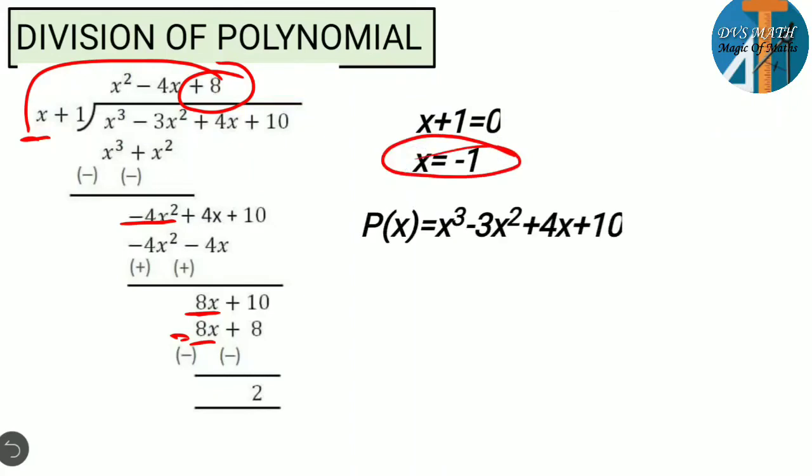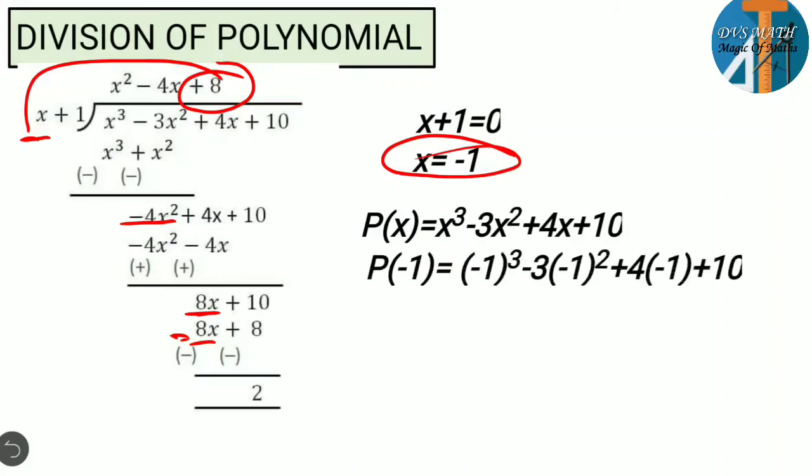Take the polynomial given, that is x cube minus 3x square plus 4x plus 10. So now what we have to do? We have to substitute this minus 1 now. So p of minus 1 is minus 1 whole cube minus 3 into minus 1 whole square plus 4 into minus 1 plus 10. As you know, minus 1 whole cube is minus 1, minus 1 whole square is 1, 1 into minus 3, plus into minus it is minus, 4 ones are 4, plus 10.